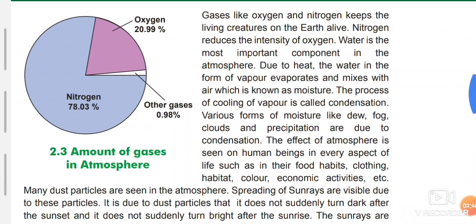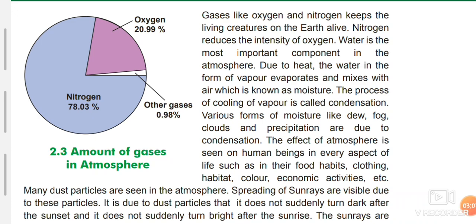See over here in the picture, the proportion is given. 21% of oxygen, 1% of other gases, and 78% of nitrogen. Are you able to see? Yes. Let's continue. Gases like oxygen and nitrogen keep the living creatures on the earth alive. Nitrogen reduces the intensity of oxygen.